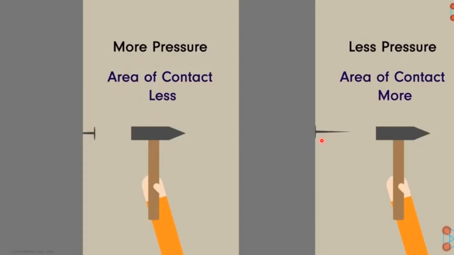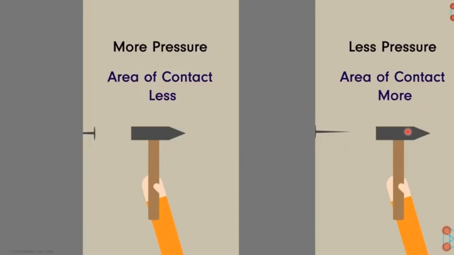Whereas if you take the case of hammering a nail on the pointed side, here the pressure is lesser because the flat surface of the nail is in contact with the wall. That means the area of contact of the nail is more in this case.